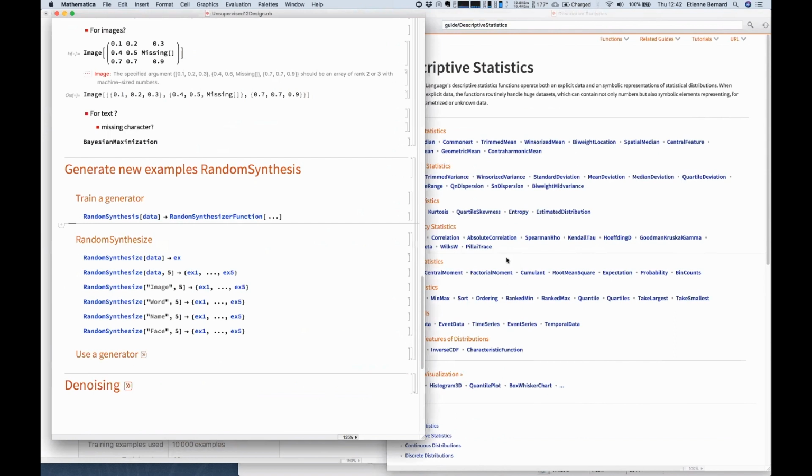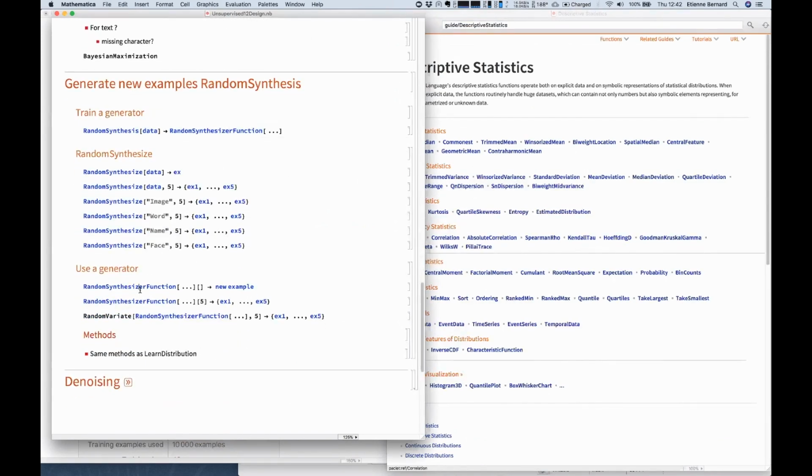So that's random synthesis. You give it a big lot of data, which could be weighted data of pictures of cats, including how favorite the cats are, and it will then generate a pseudo cat, so to speak. Yeah. Okay.